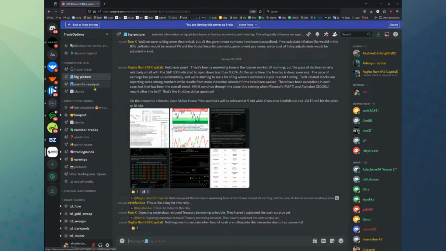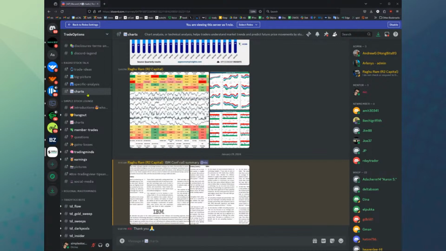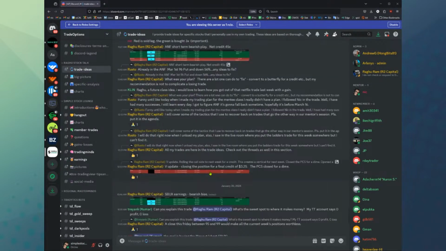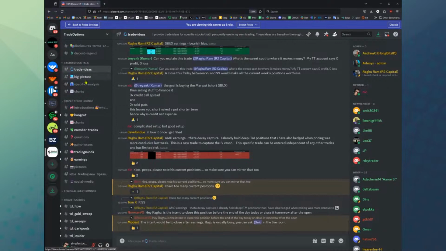The specific analysis, there's a ton of it. A specific analysis would give you special cases about this and that, and I sometimes go in and try to decipher what he's saying, and if I understand it in plain simple English, I will help relay the message because he's pretty busy. We have charts, and we have trade ideas, gobs and gobs of trade ideas. So that place is gold.